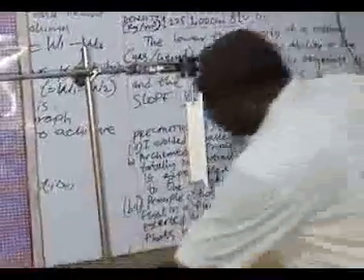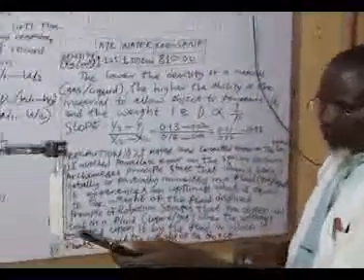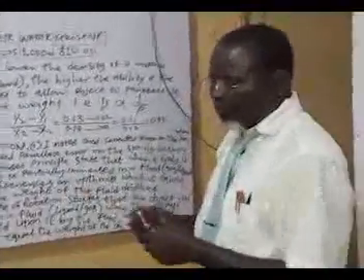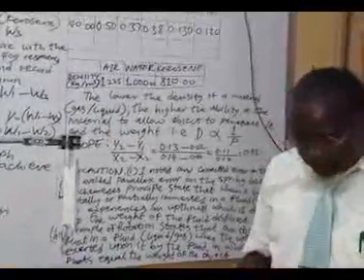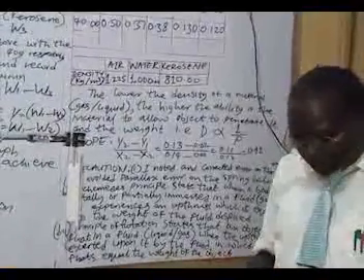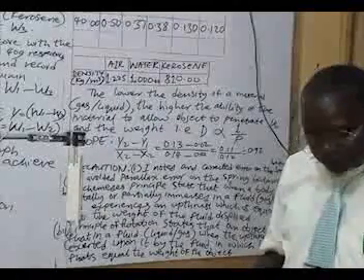Then the next thing after that is precautions. There are two precautions we are supposed to take here. The first one: I noted and corrected zero error on the spring balance. When you state your precaution, you must mention the instrument. If you don't mention the instrument, it is 0.